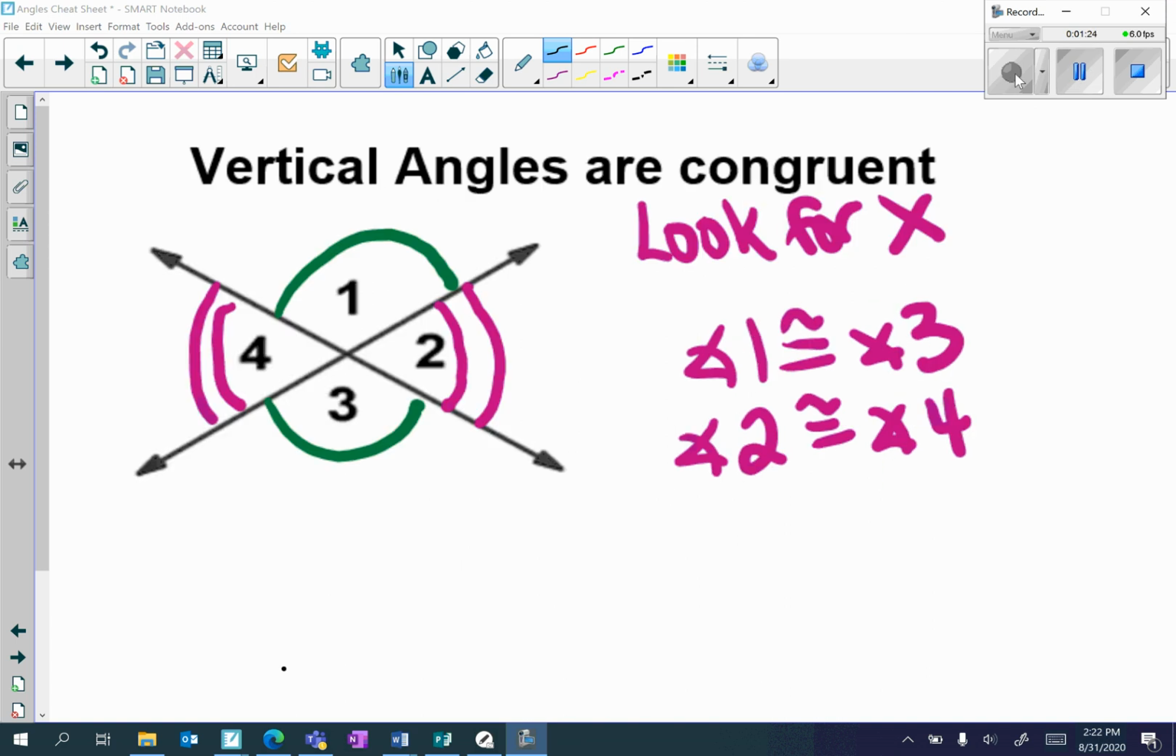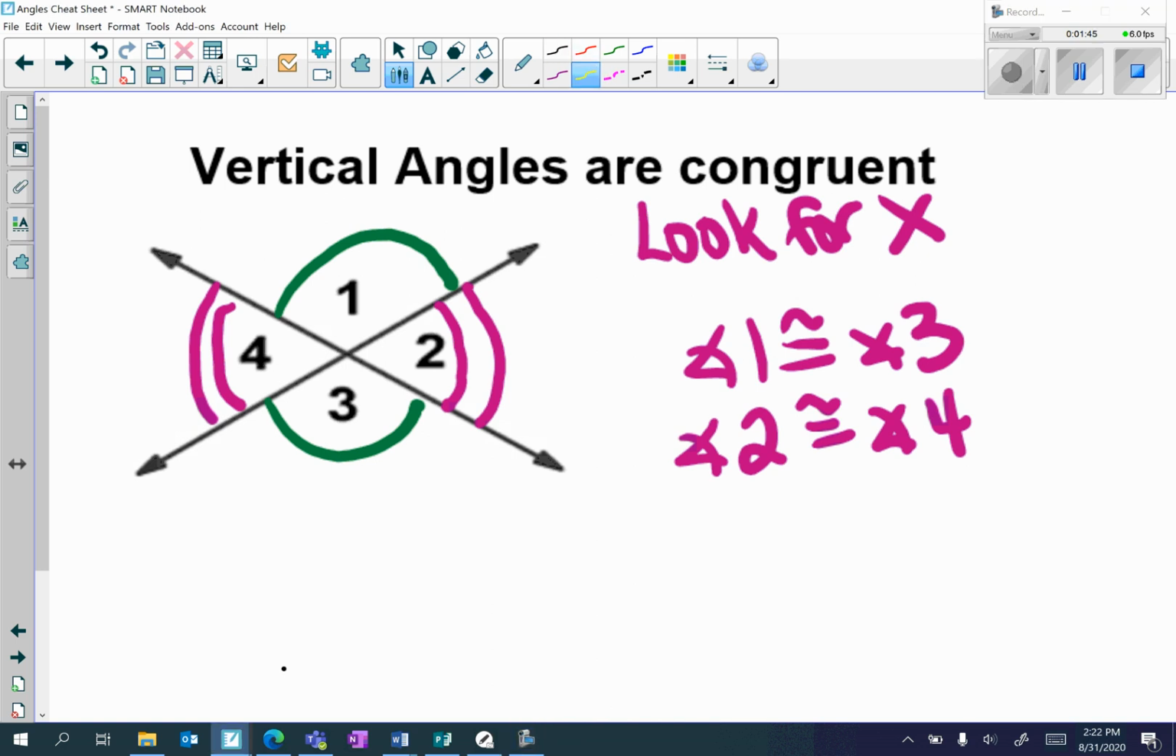Next, we have vertical angles. Vertical angles are congruent. We always look for an X. Angle 1 is congruent to angle 3. They're across from each other, and they have the exact same value. Angle 2 is congruent to angle 4. They're across from each other and also have the exact same value.